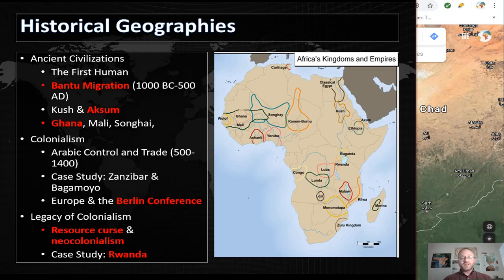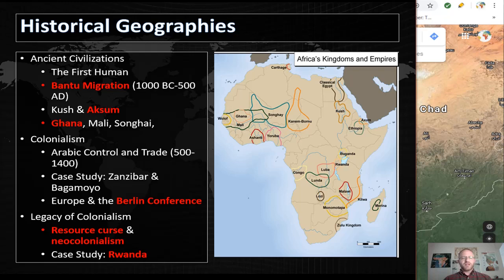The first human, i.e. Lucy, the Australopithecus afarensis, was discovered in 1974 in the Awash Valley of Ethiopia. Other early humans have been found throughout several countries in East Africa, leading some scholars to conclude that this region is where life began for people. Early societies also thrived in sub-Saharan Africa, contrary to popular opinions by European explorers.